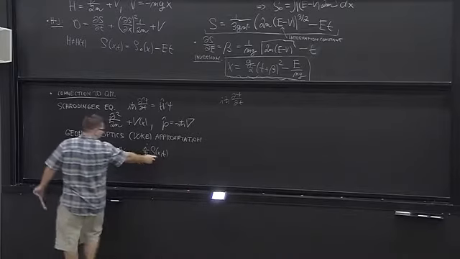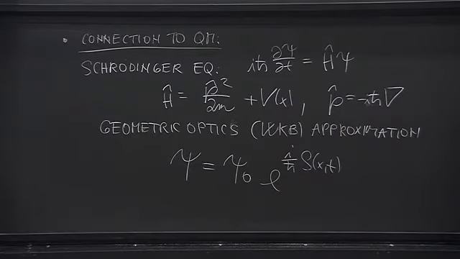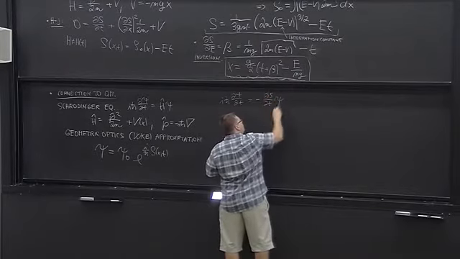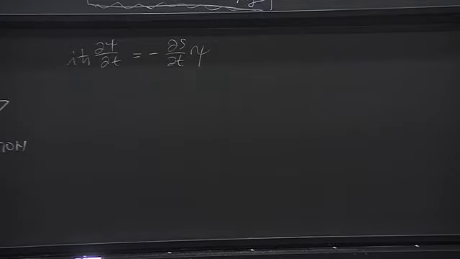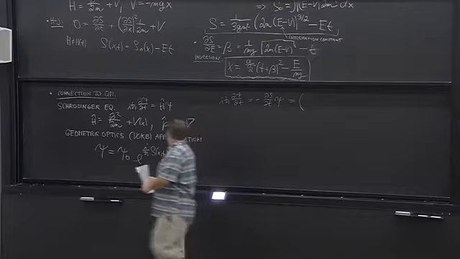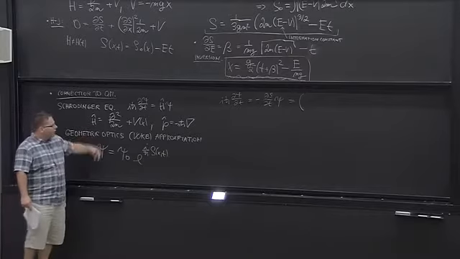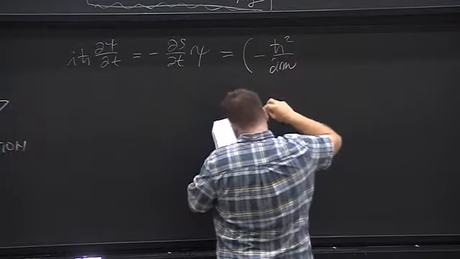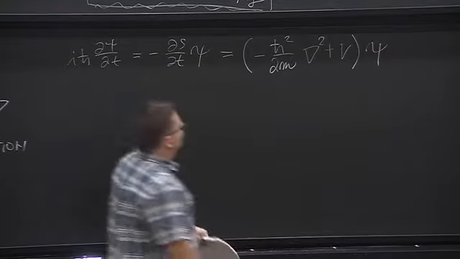If I differentiate with respect to time, I just differentiate the exponent here, and I get the same psi. Then i squared is minus 1, so it's minus dS over dt times psi. And then you have the Hamiltonian. The Hamiltonian, with p squared, is minus h bar squared nabla squared over 2m plus V, acting on psi. That's my Hamiltonian acting on psi.